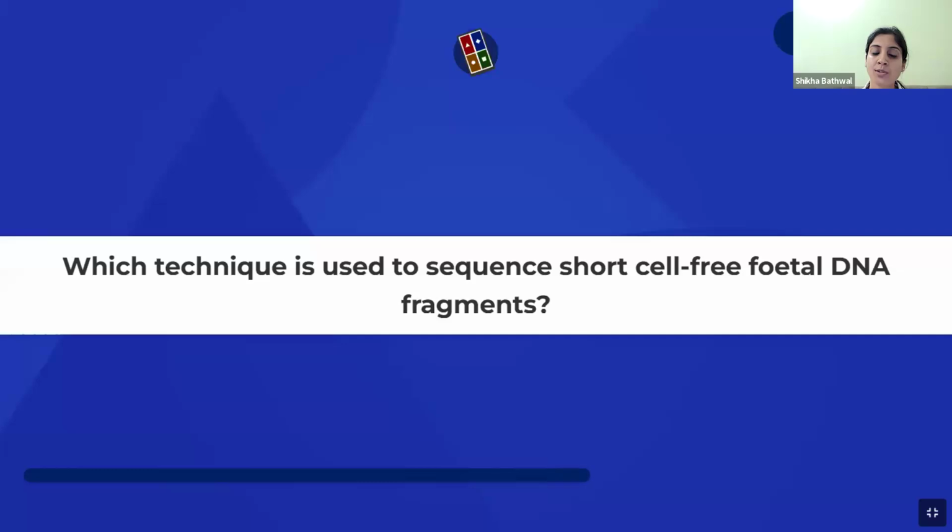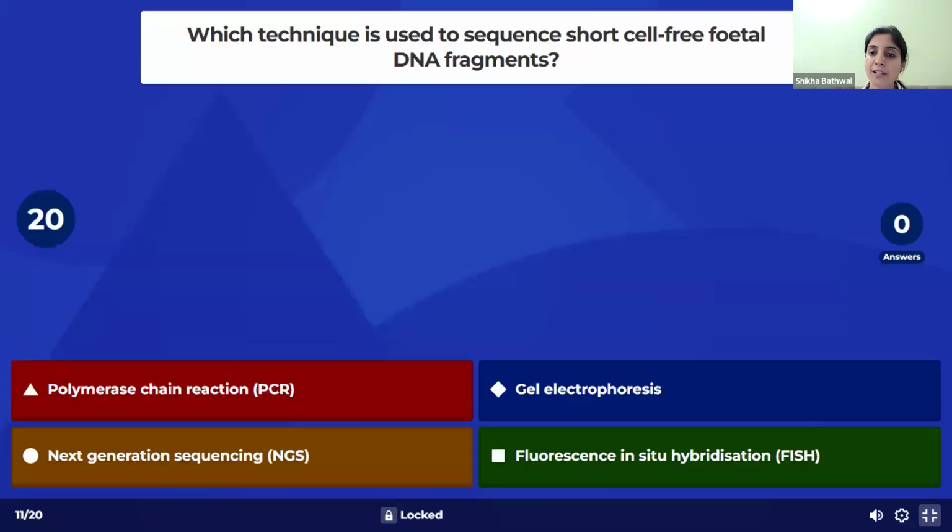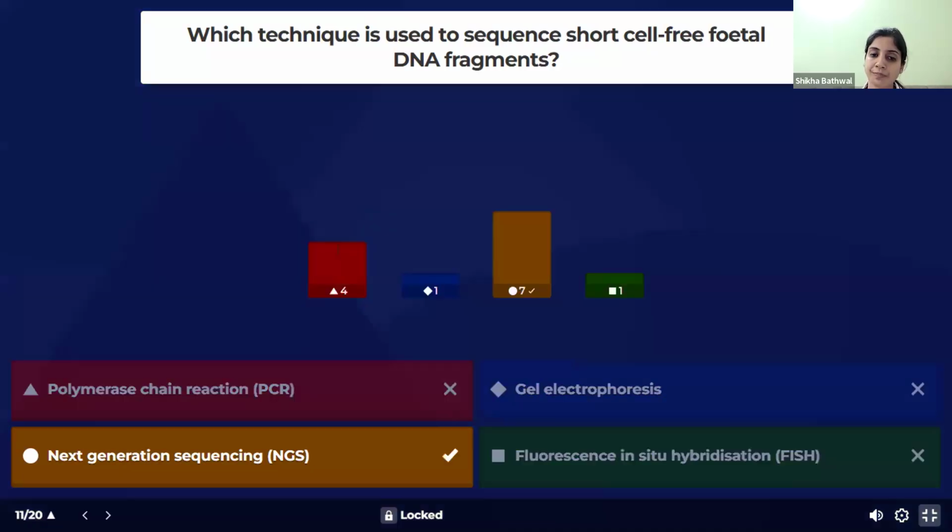Which technique is used to sequence short cell-free fetal DNA fragments? PCR, gel electrophoresis, next generation sequencing, or FISH? Good. So 7 have answered it correctly. It is the next generation sequencing for NIPT.